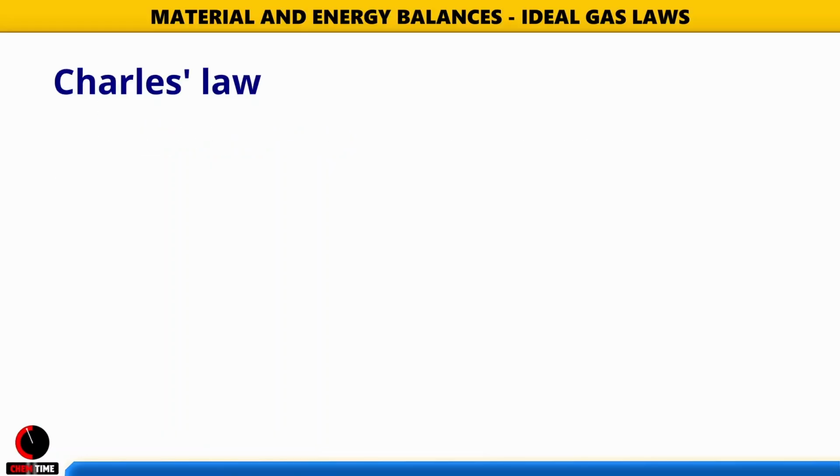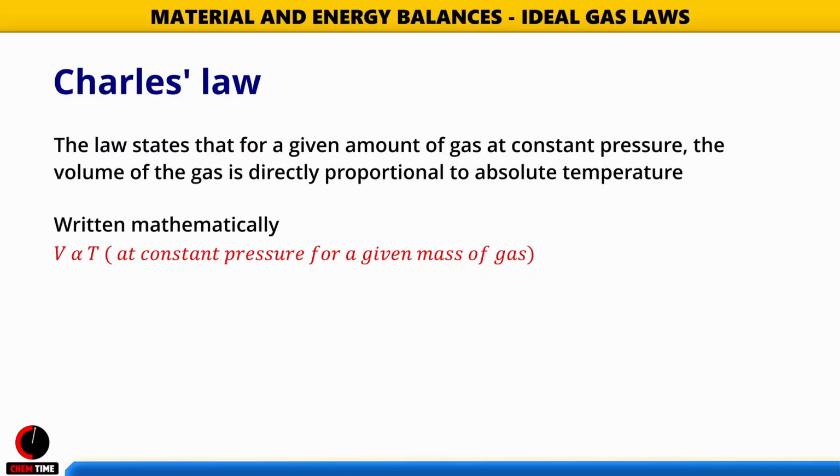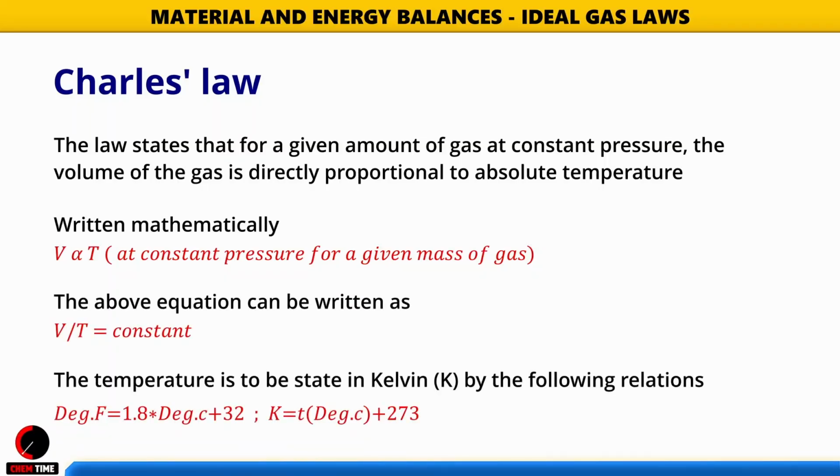Charles' law. The law states that for a given amount of gas at constant pressure, the volume of the gas is directly proportional to absolute temperature. Written mathematically, V is proportional to T at constant pressure for a given mass of gas, or V by T is equal to constant. And Charles' law can be used to determine the zero of the Kelvin scale.